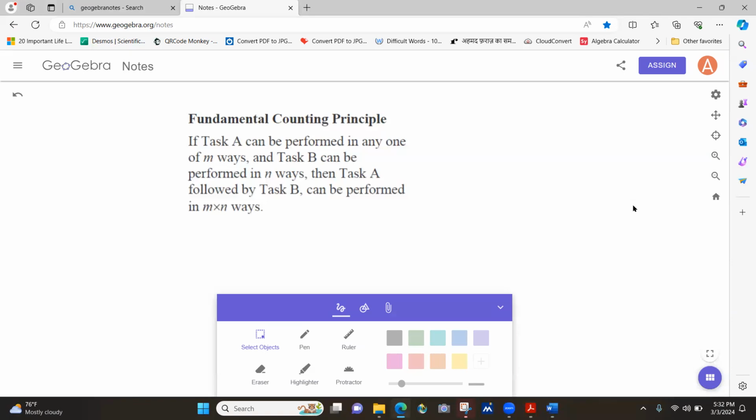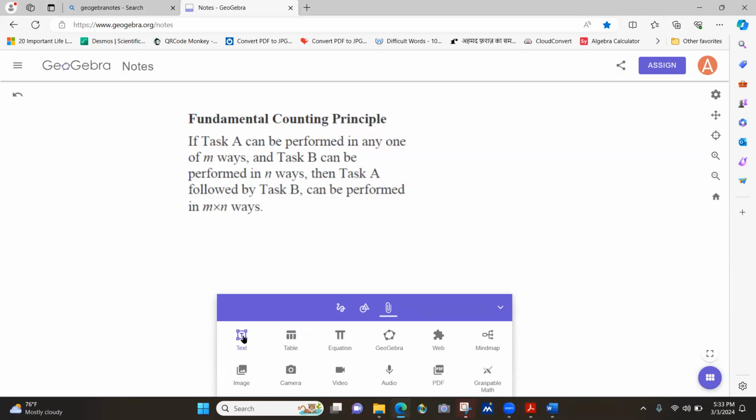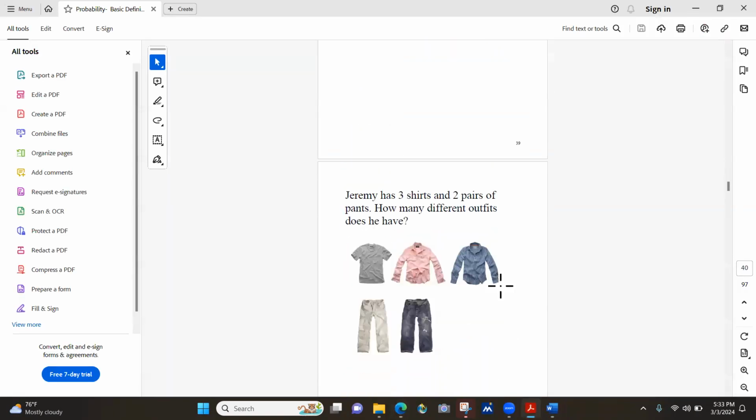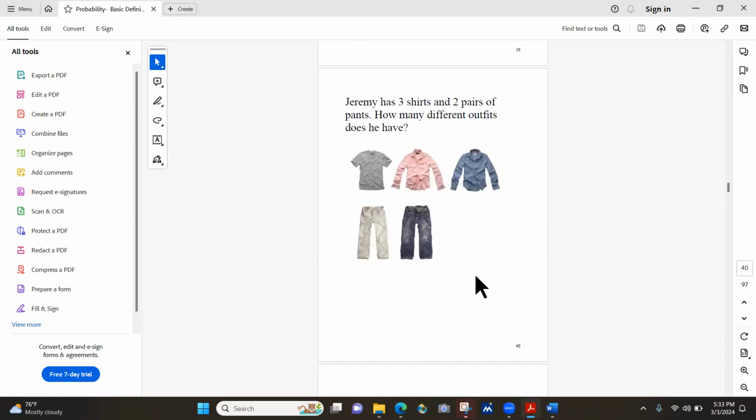5 times 3, 15. Suppose you have 5 shirts to choose from and 3 pairs of pants to choose from, and you're going to wear a shirt and a pair of pants. How many different outfits can you have? 5 shirts times 3, 15. Let's write it down. 5 shirts, 3 pants. How many outfits? 5 times 3, based on the fundamental counting principle. And there are tons of examples here. You can take a look.